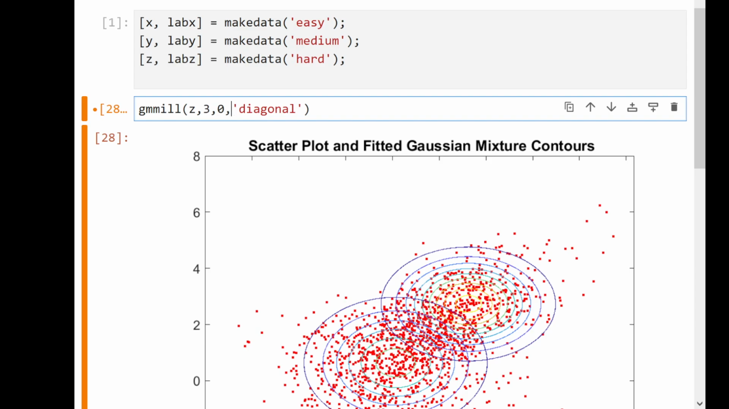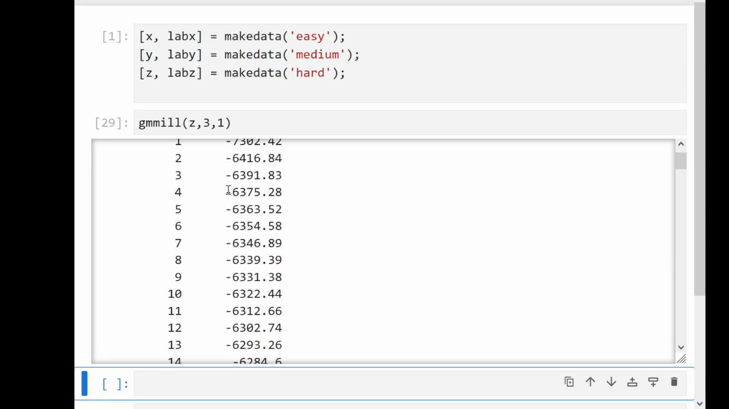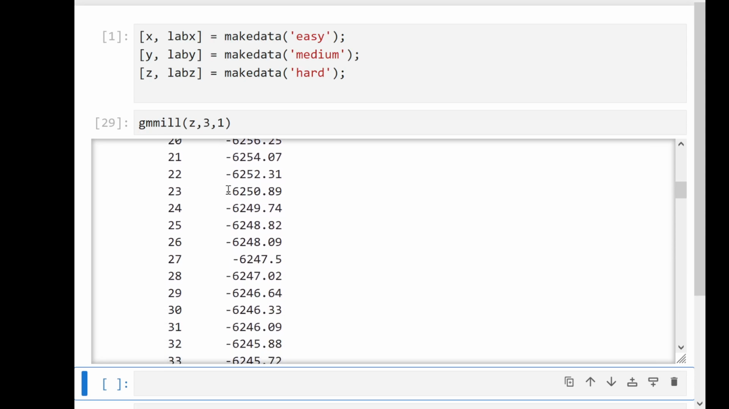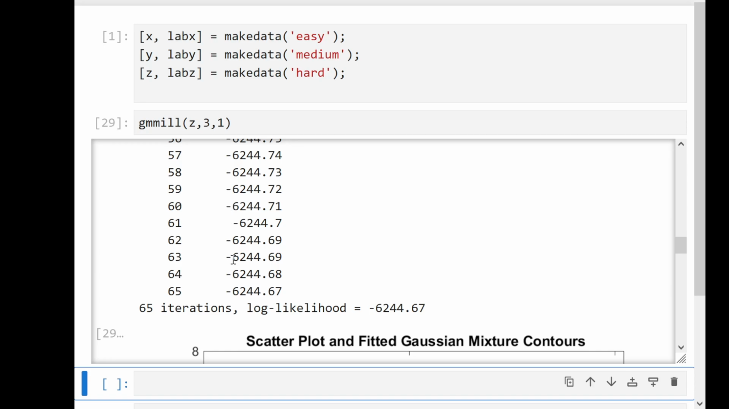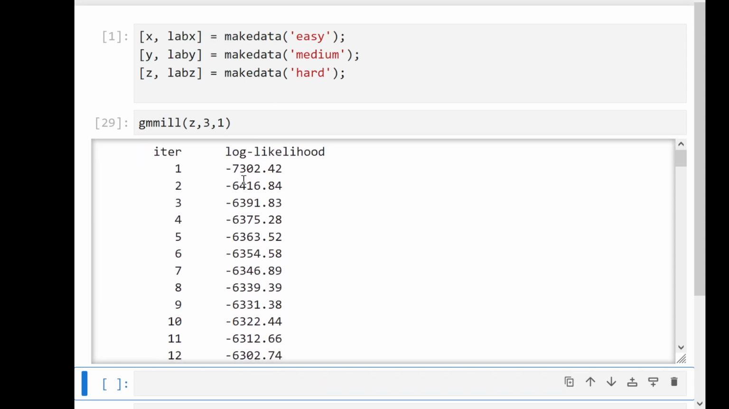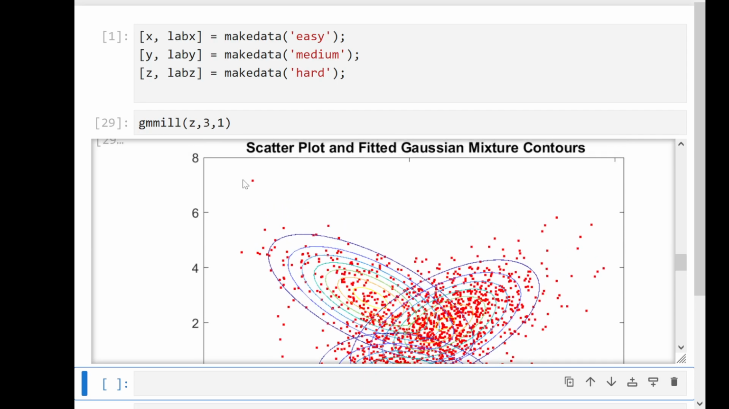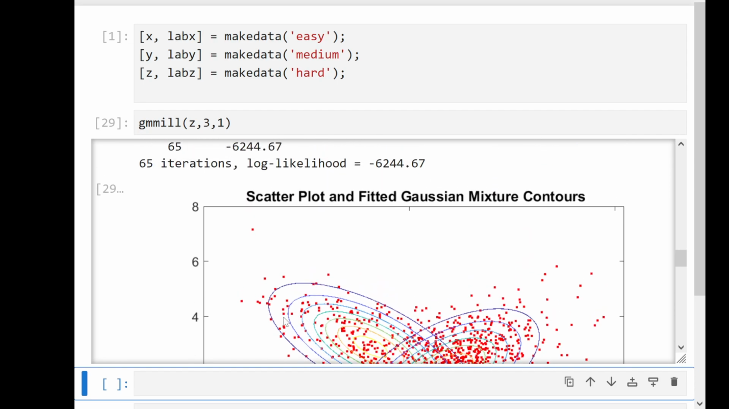I also made a little verbose command. When you're fitting this mixture model, you can get the iterative number of steps that shows you the negative log likelihood is getting smaller and smaller, right? Which is what we want. I'm starting with some value that's not so great, then it gets smaller and smaller, and I end up with this set of fitted Gaussians after 65 iterations, right?